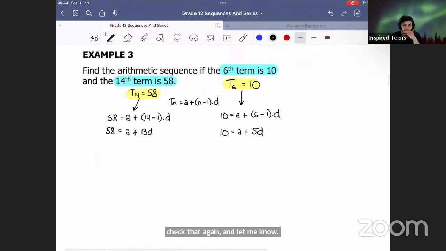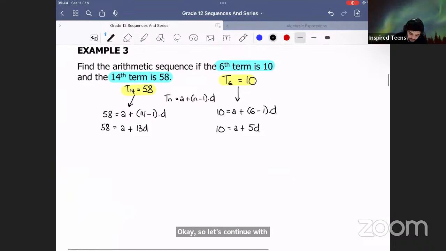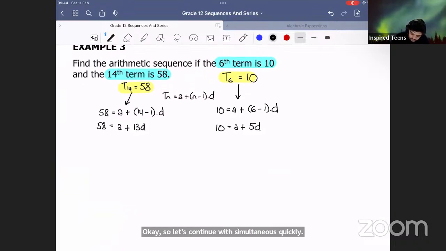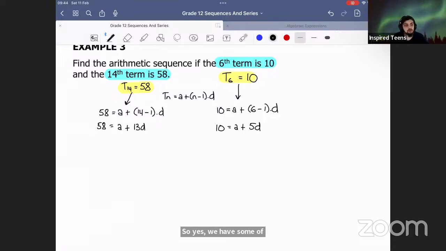Okay, so let's continue with simultaneous quickly. All right, let's finish up the simultaneous. So yes, we have simultaneous. There's multiple ways of solving simultaneous. I'm going to choose to do substitution. You may do addition, or there's many different ways. I'm just going to choose substitution. That's the most common and the easiest to use.